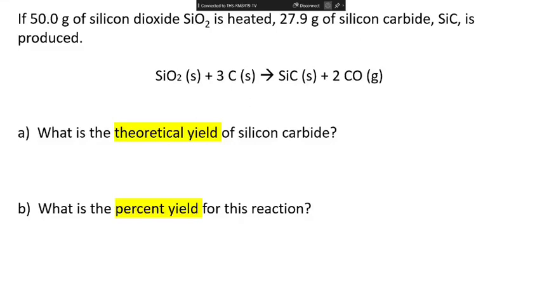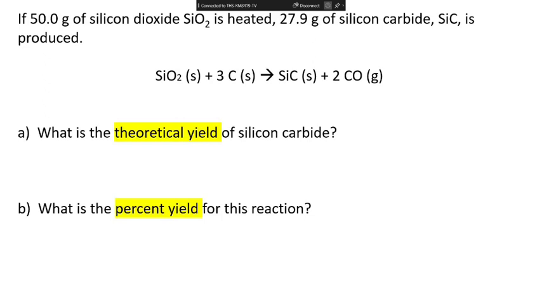So when we look at our problem like this, it says if 50 grams of silicon dioxide is heated, then 27.9 grams of silicon carbide, SiC, is produced. What is the theoretical yield of silicon carbide, and then what is the percent yield for this reaction?